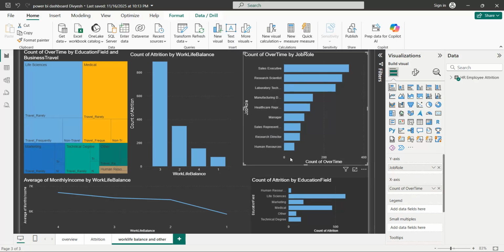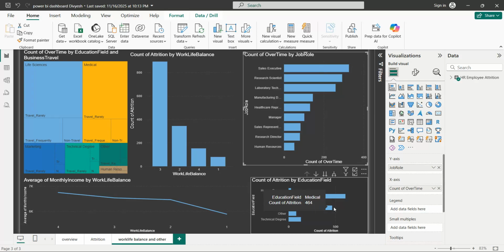Then the average of monthly income. So this line chart shows how the monthly income varies across the work-life balance. So work-life balance 4 employees have the highest average income of 6,746, and it gradually decreases from 4 to 1. Employees with the poorest work-life balance receive the lowest average monthly income, that is 5,887. So what are its observations?